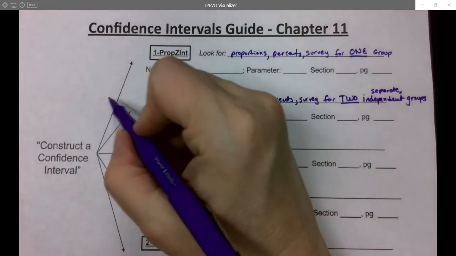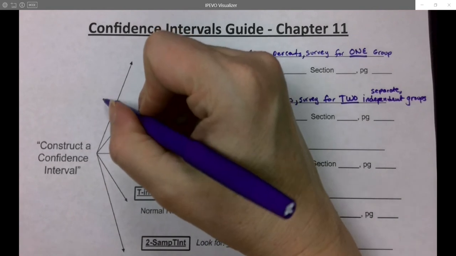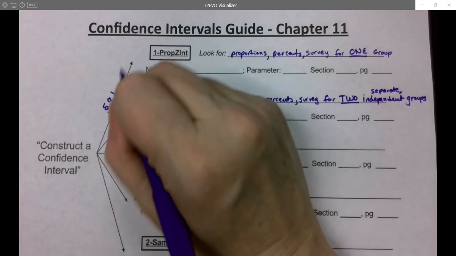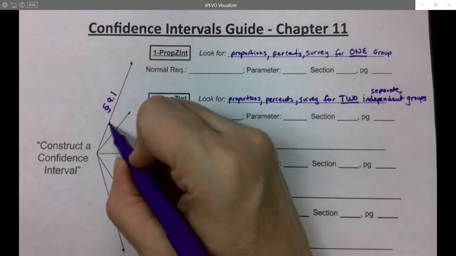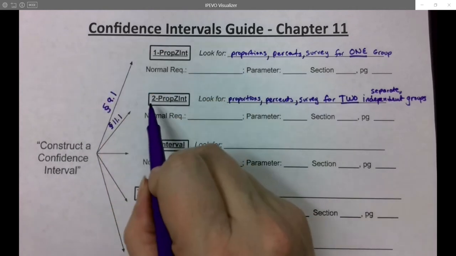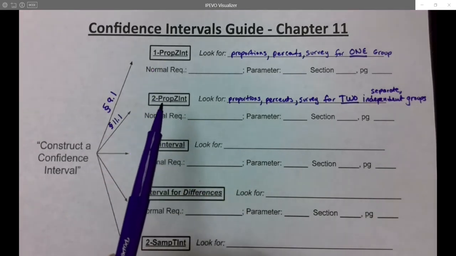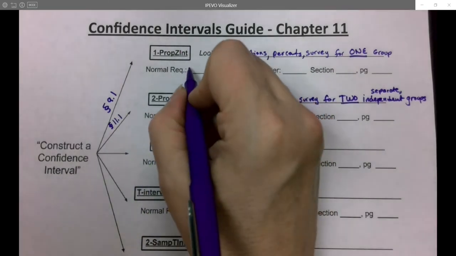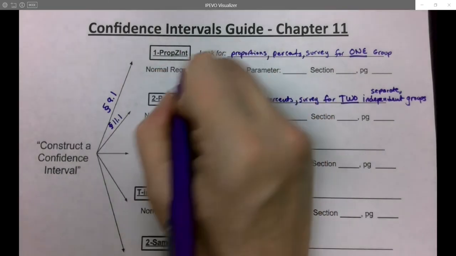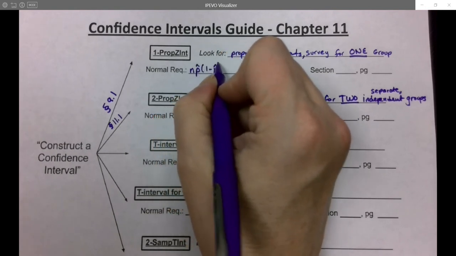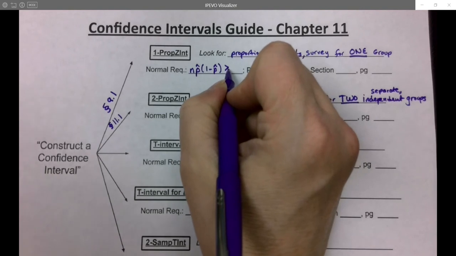So this one was the one we learned about in Chapter 9. So this was section 9.1, this one, whereas this one was section 11.1. So this one's about single proportions. This is about comparing two proportions from two independent groups. So for this one, we need to have normality, we need n times p hat times 1 minus p hat must be greater than or equal to 10.